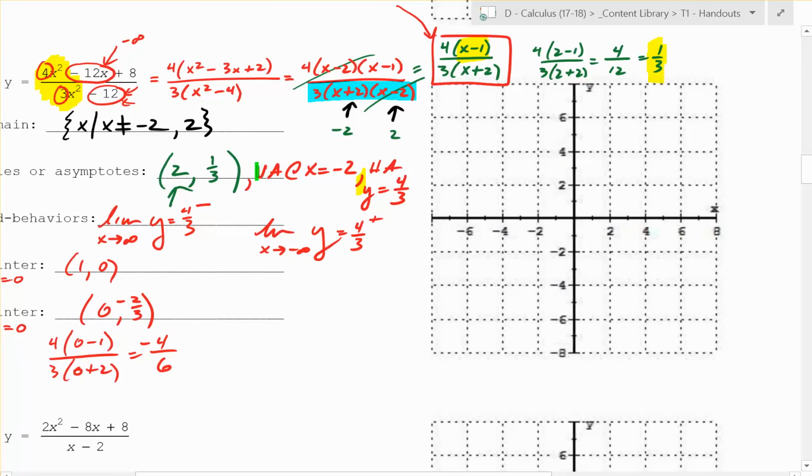So let's put this all together. I like plotting vertical asymptotes. If x equals negative 2 is a vertical asymptote, it goes here. And then we have a horizontal asymptote at 4/3. It's like 1 1/3, so it's like right here.